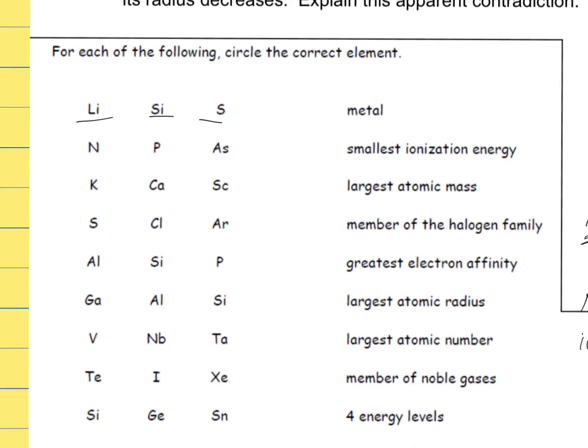Between lithium, silicon, and sulfur. Sulfur is a nonmetal. Silicon, a metalloid. Which one is the metal? Lithium. A smallest ionization energy. In this case, you have to look at the periodic table.